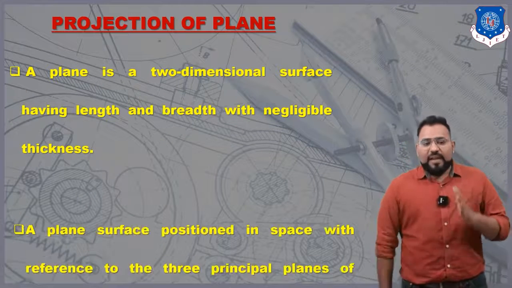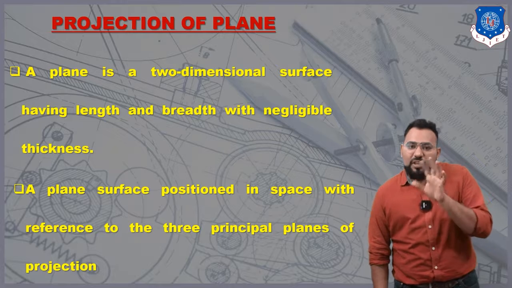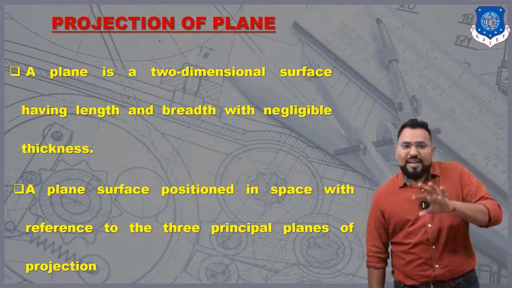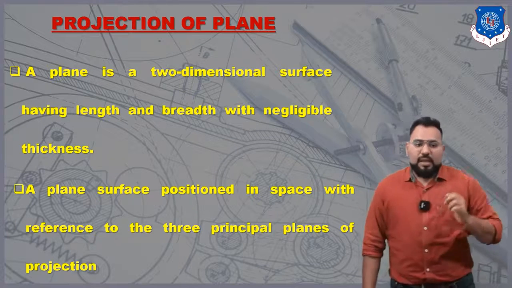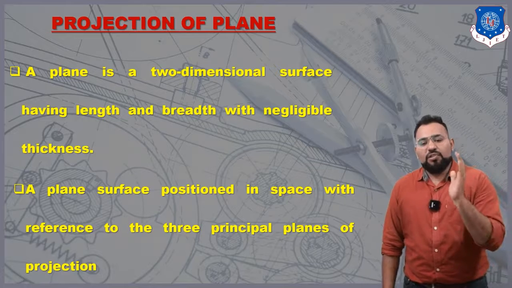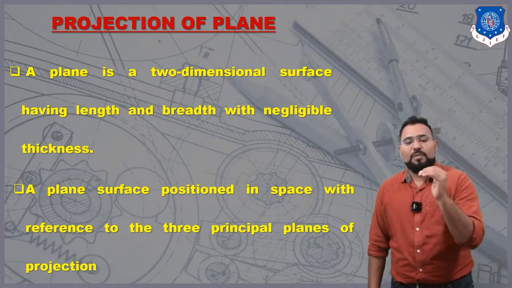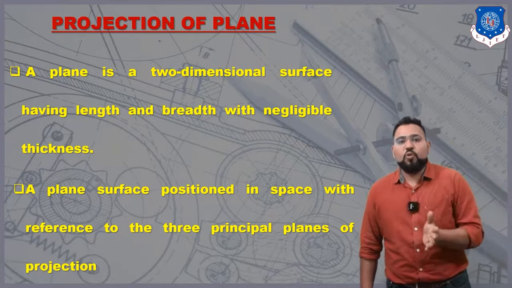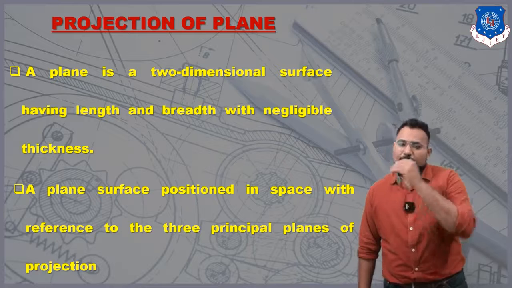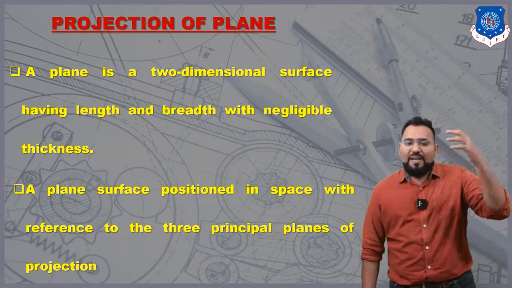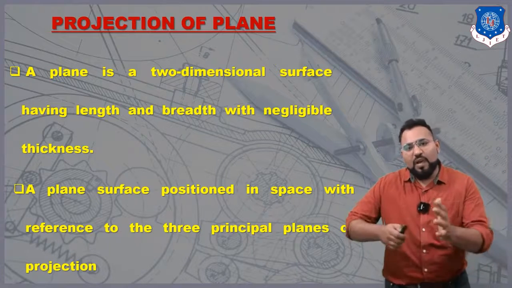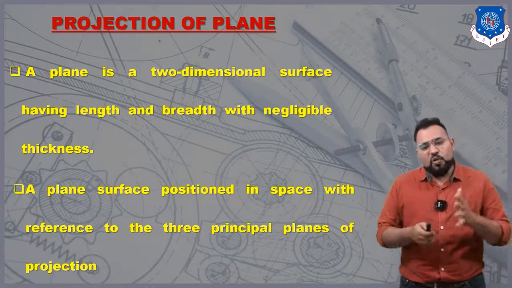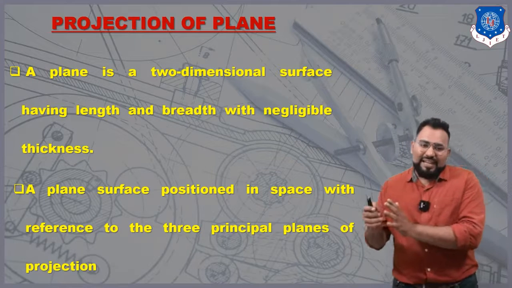Second, in this chapter, because the chapter name is projection of plane, we have to project this plane in HP, VP and PP. So here, a plane surface position in space is taken with reference to three principal planes of projection, meaning the horizontal plane, vertical plane and profile plane. So in this chapter you will have a plane surface with reference to HP, VP and PP in some position. Now let us start and see all the concepts regarding projection of plane.